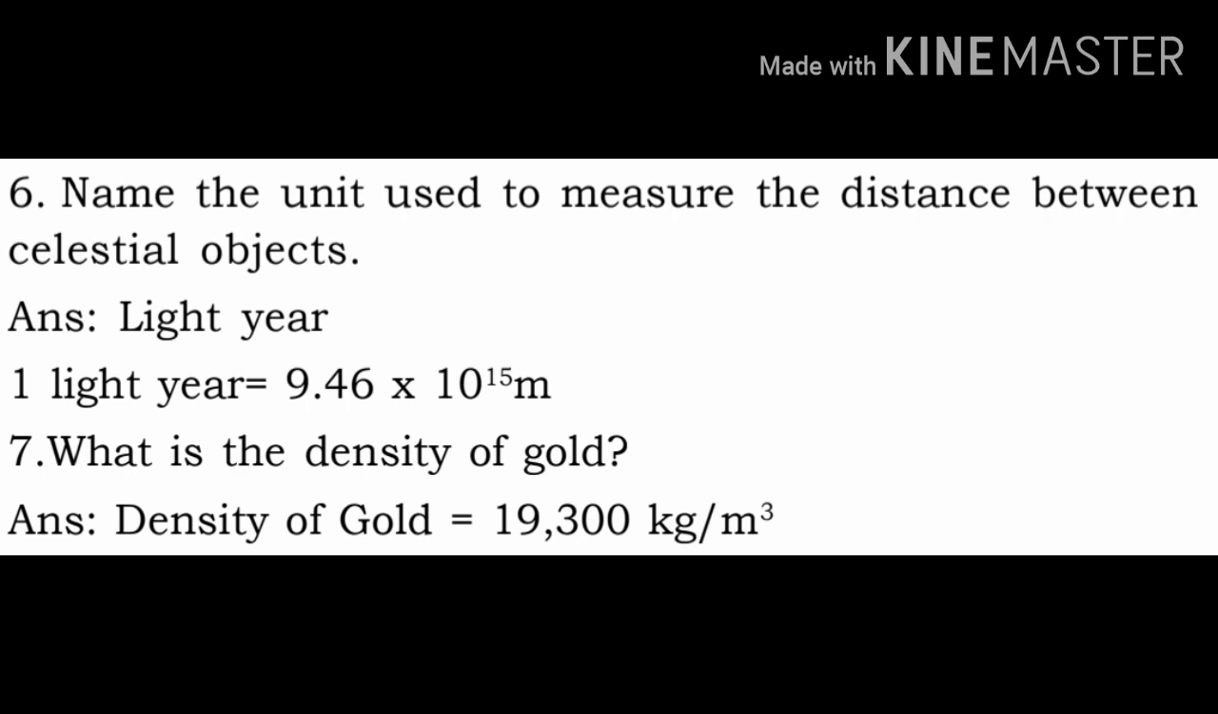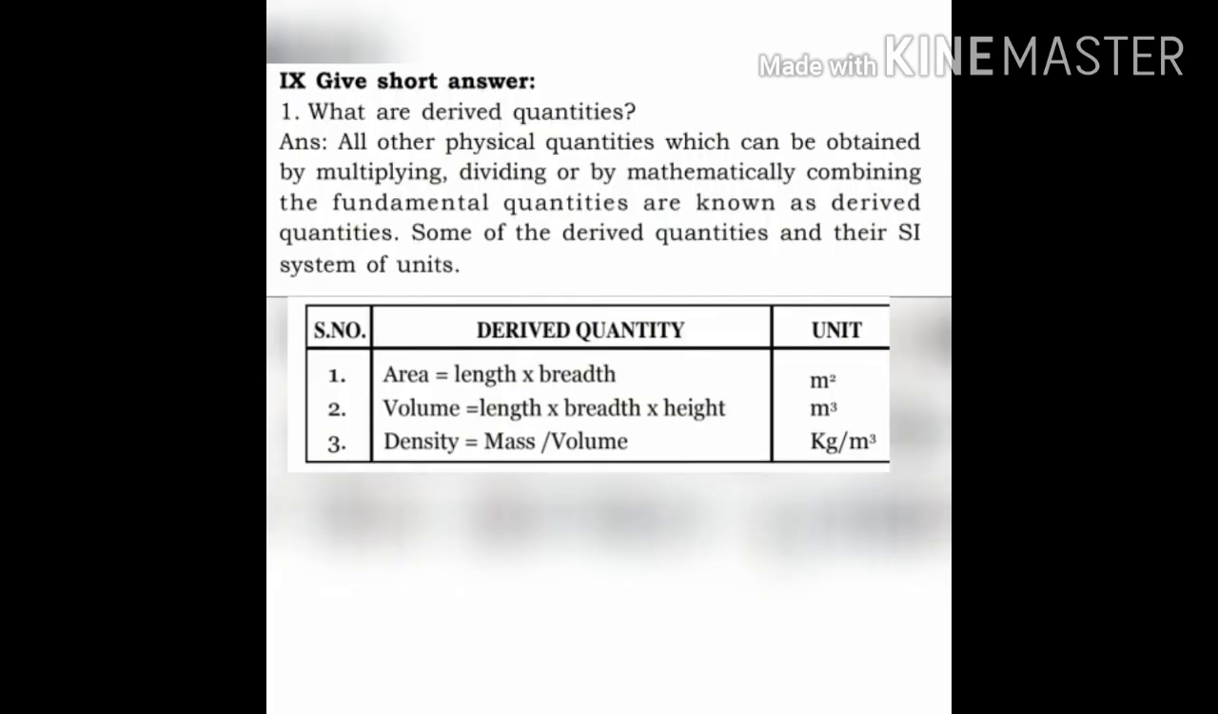Last question in very short answer. What is the density of gold? So the value of density of gold is 19,300 kilogram per meter cube. Roman letter 9. Give short answer.